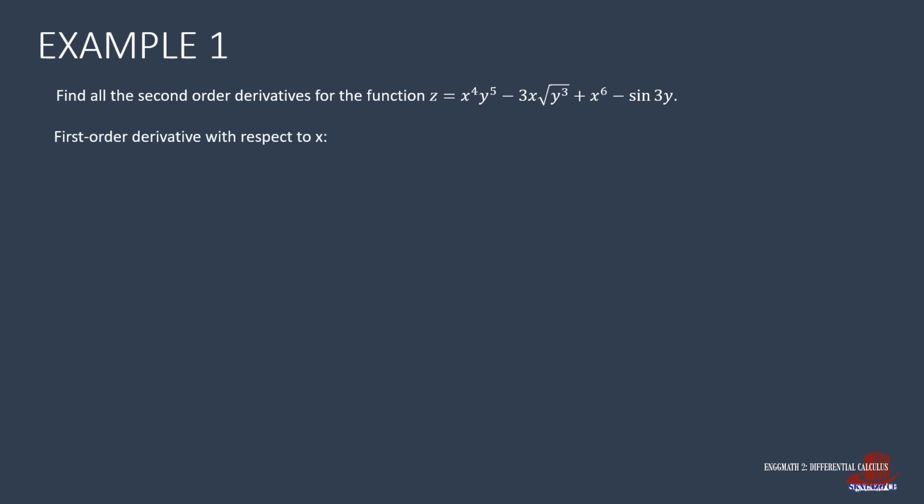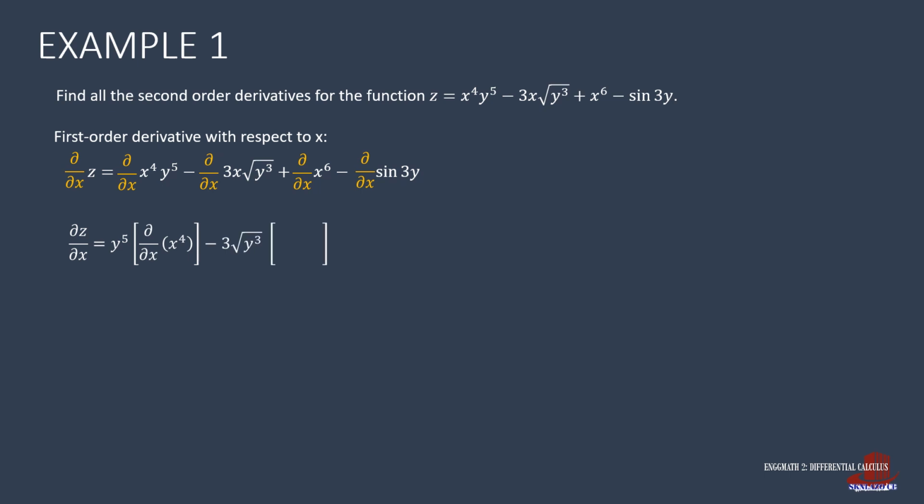We start off with finding the first-order partial derivative of the function with respect to x. The partial derivative of z with respect to x is therefore taken as the constant of the first term, y raised to 5, multiplied by the derivative of x raised to 4. Then subtract the constant of the second term, 3 root of y cubed, times the derivative of x. Then add the derivative of x raised to 6 minus the constant of the last term, sine of 3y, times the derivative of 0, which is basically 0, and dx over dx is 1.